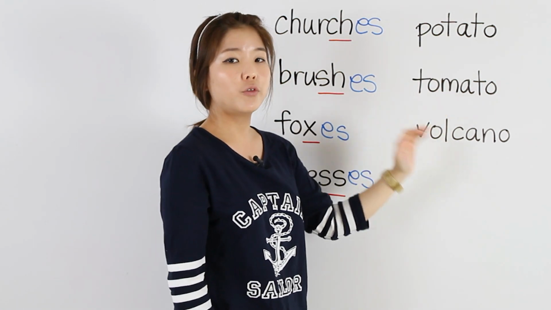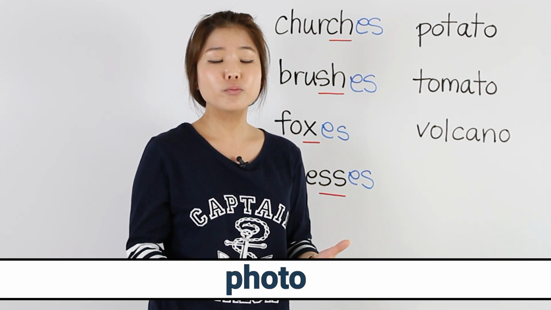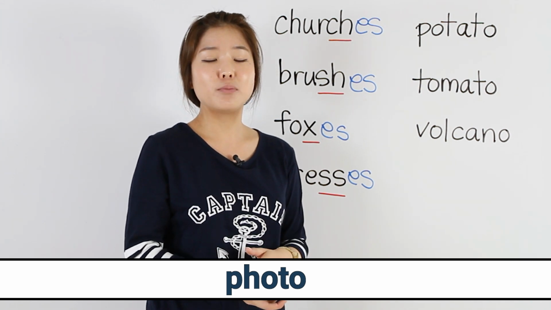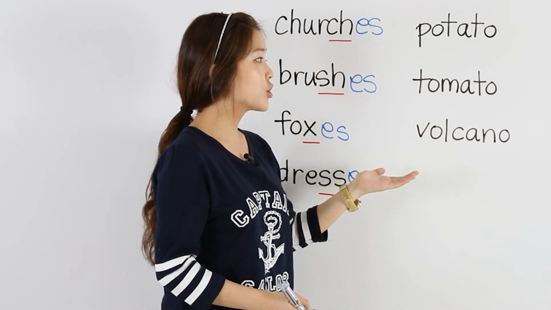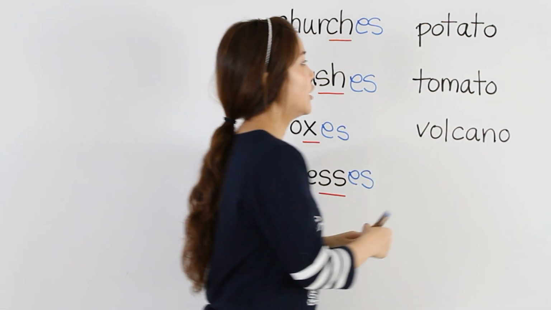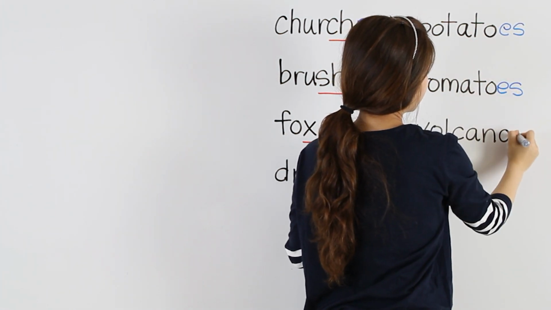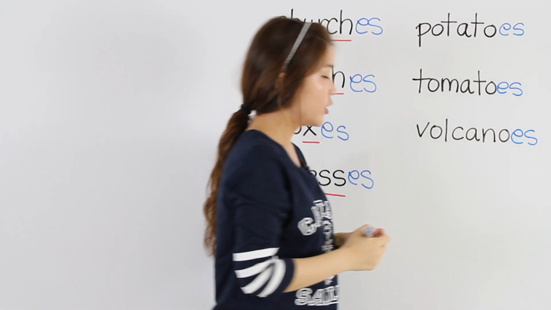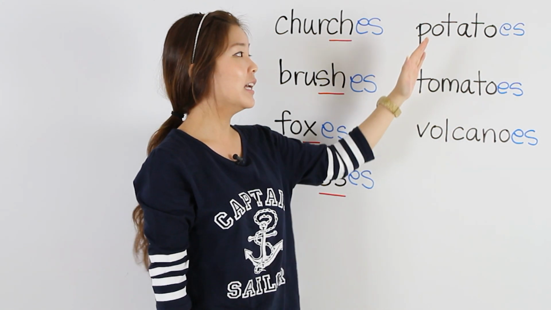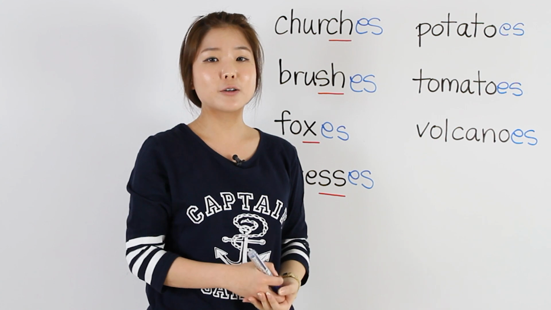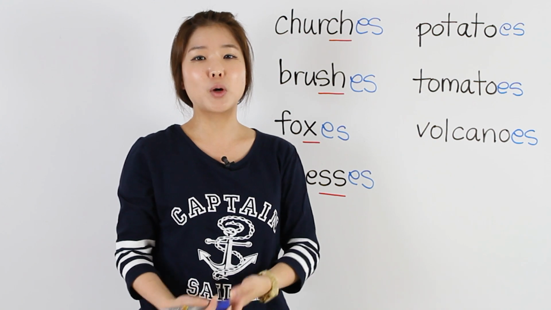Potato, tomato, volcano. Now, most nouns that end in o, like photo, all we have to do is add an s to make it plural. Photos. Okay, but these are special because we actually have to put es at the end to make them plural. Okay, so we have potatoes, tomatoes, volcanoes. Again, these are a little bit special. For most nouns that end in o, we just add s. Okay, and let's go to the final part.